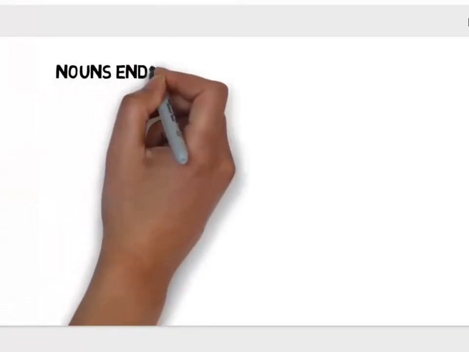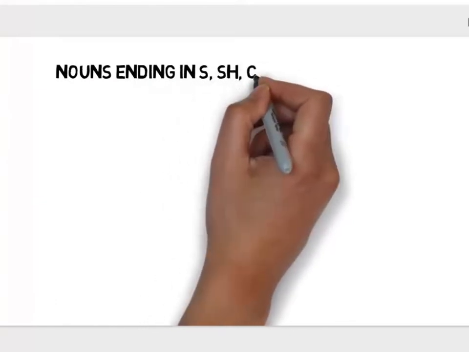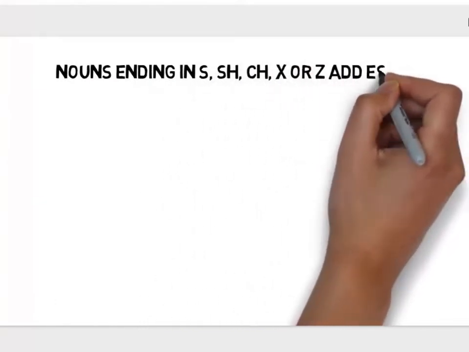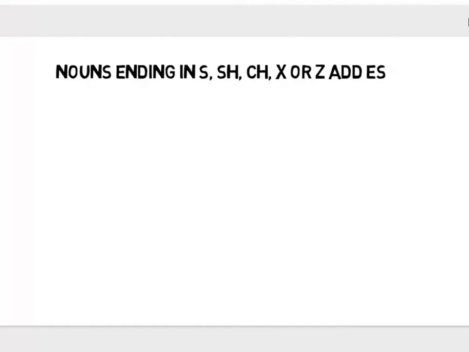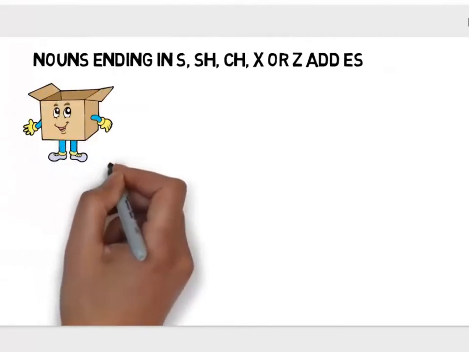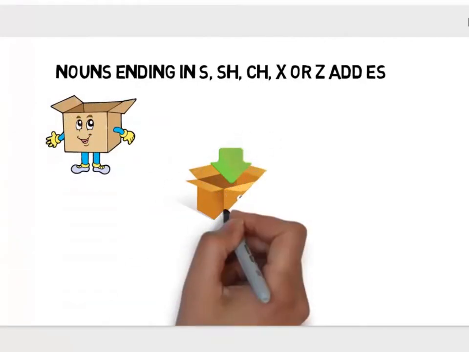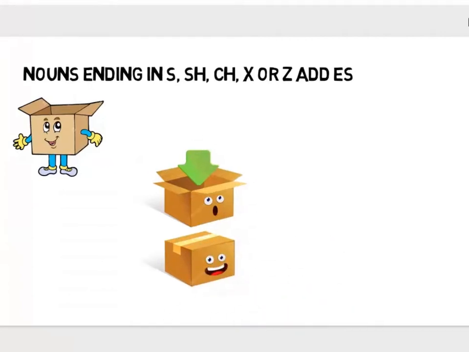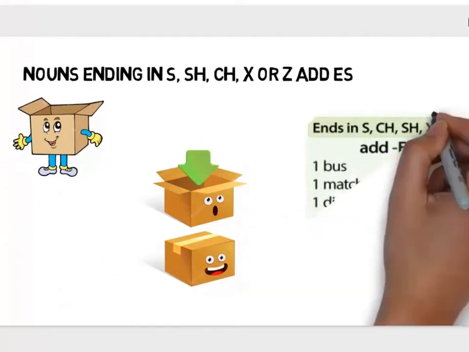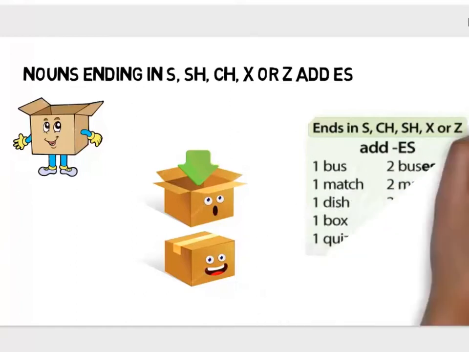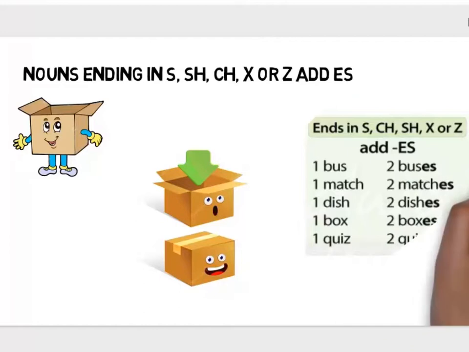Number 2. For nouns ending in s, sh, ch, x, or z, add es. For example, 1 bus, 2 buses, 1 match, 2 matches, 1 dish, 2 dishes, 1 box, 2 boxes, 1 quiz, 2 quizzes.